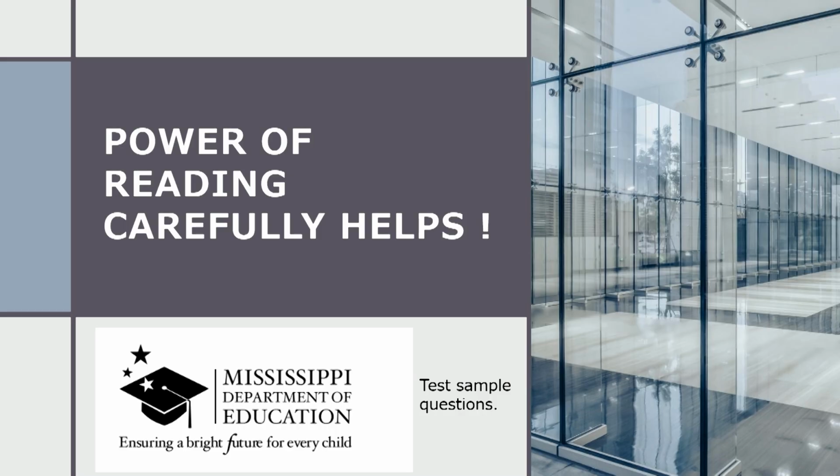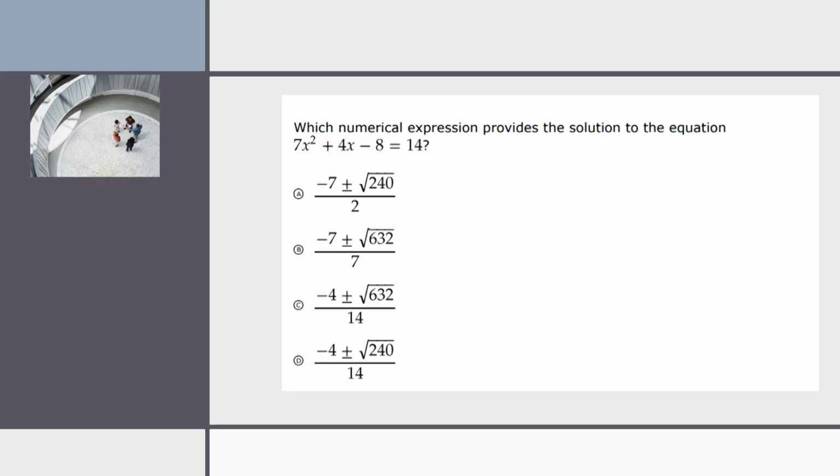The power of reading carefully. We know that we have to read and annotate these questions to know what we've got to use, how we're answering our question, and what we're answering our question for. We are looking at Mississippi Department of Education test sample questions. So here we go. Numerical expressions.